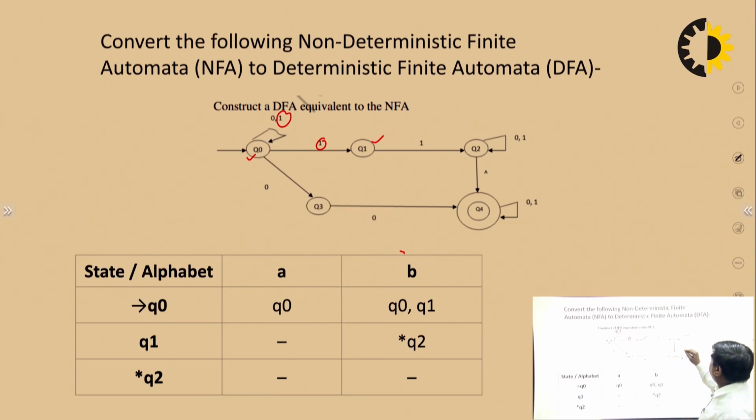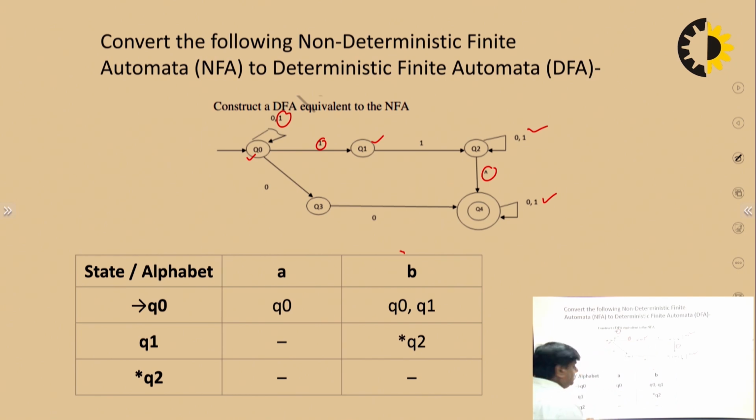Similarly here, epsilon moves are also allowed in NFA. Here there are 2 inputs, 0 and 1, and here also 2 inputs, and some inputs are not allowed in NFA also. Now, this is the transition table of the NFA.